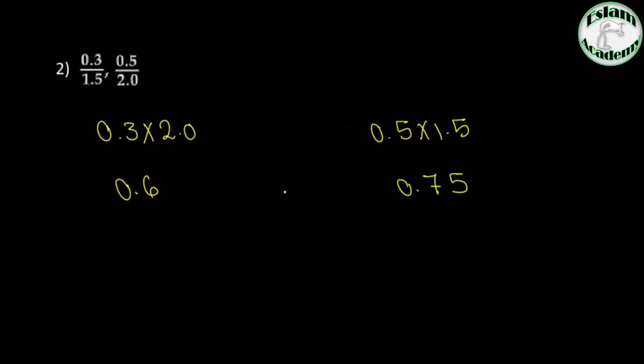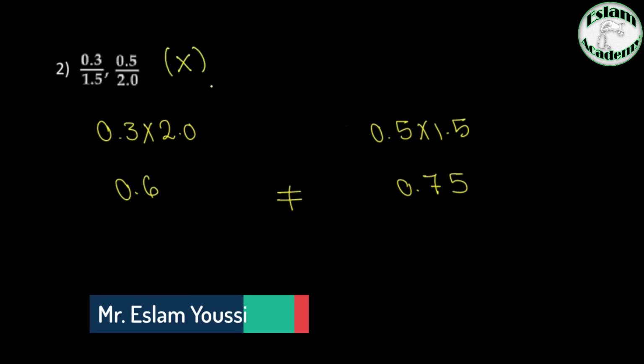Number 2, 0.3 over 1.5 and 0.5 over 2. In the same way, we need to check if 0.3 times 2 is equal to 0.5 times 1.5. For the first one, you will find that the answer is 0.6. 0.5 times 1.5 equals 0.75. Because the two products are not equal, it means the two ratios are not proportional.